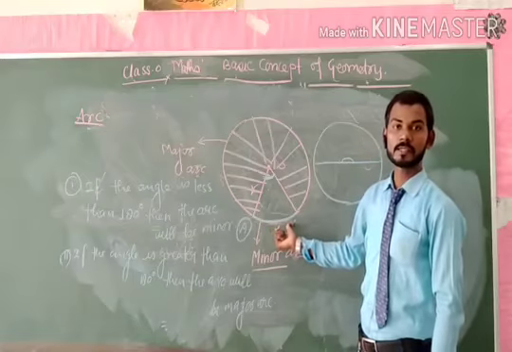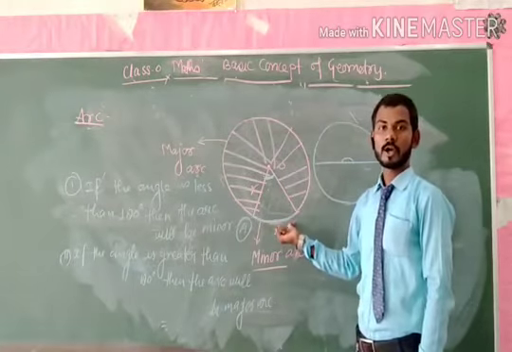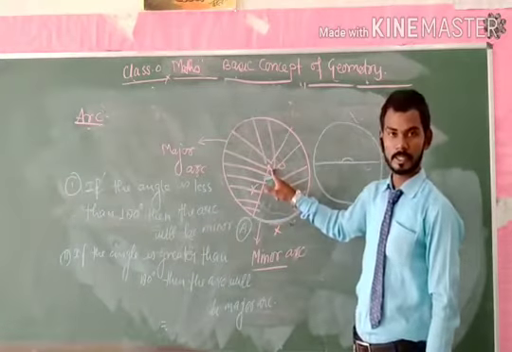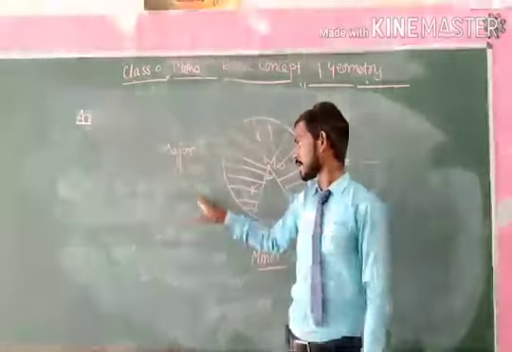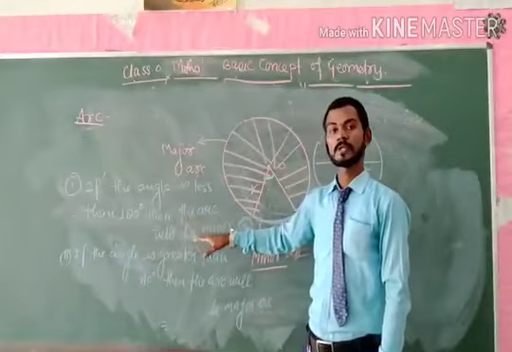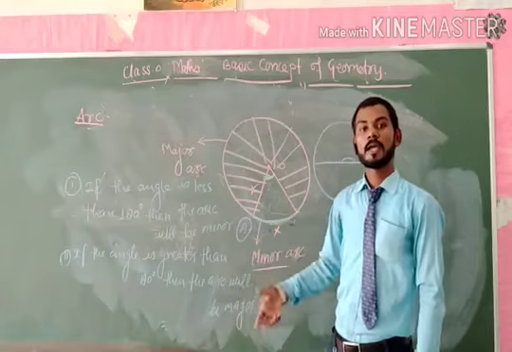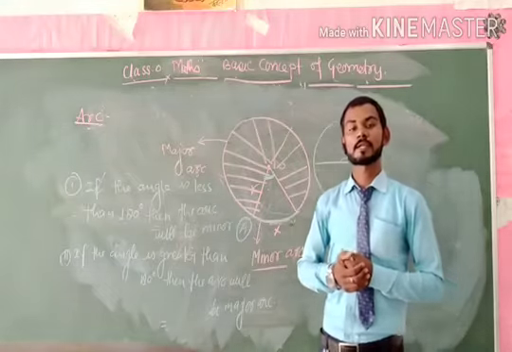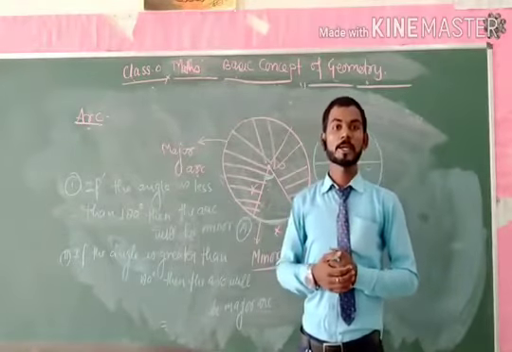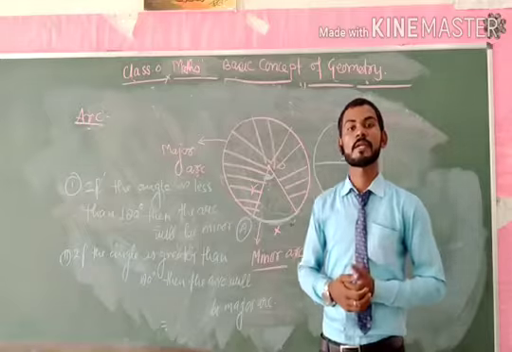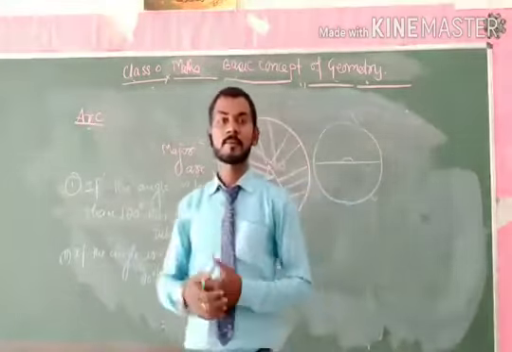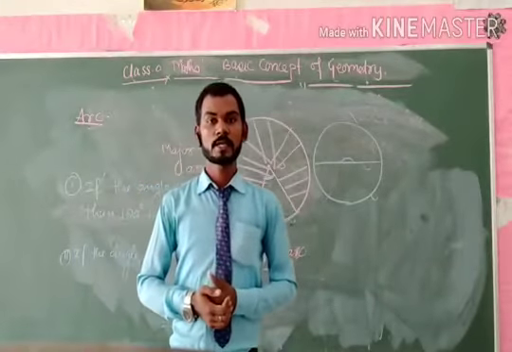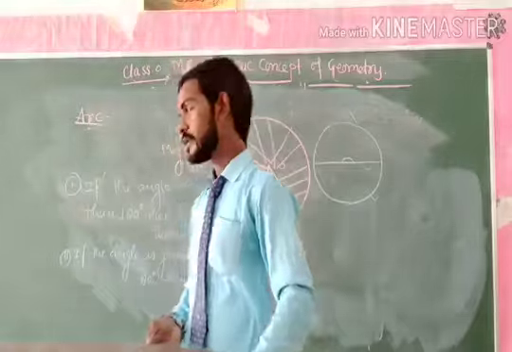And we can also define the major arc and minor arc on the basis of the angle made at the center. When the angle is less than 180 degrees, then we say that it is the minor arc, and if the angle is greater than 180 degrees, then it is the major arc, and if the angle is equal to 180 degrees, then we say that it is the semicircular arc. Let us see the next and last topic, which is sector.